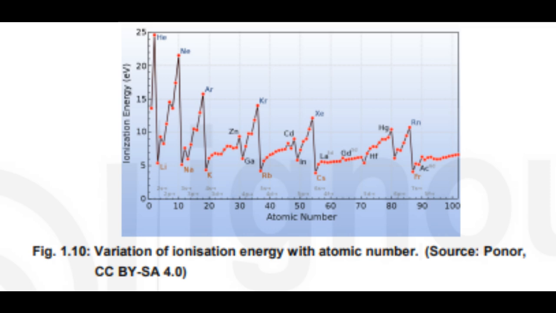Fig. 1.10 Variation of ionization energy with atomic number. Source: Pono, CC BY-SA 4.0.